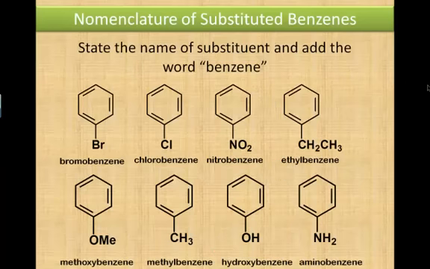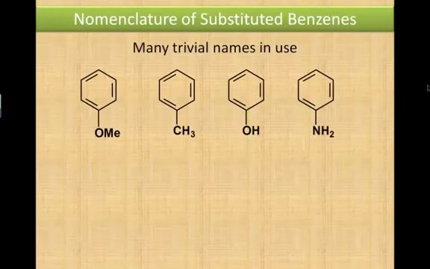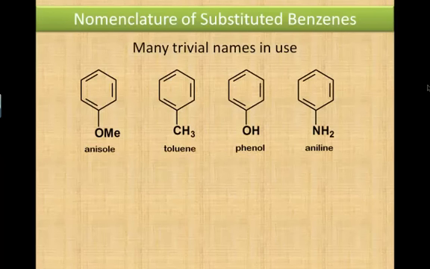Well, it turns out that there are also some common or trivial names that we use for substituted benzenes. The examples that I showed you in the previous slide can also be called aniline, phenol, toluene, and anisole. And these are common names that just have to be memorized.